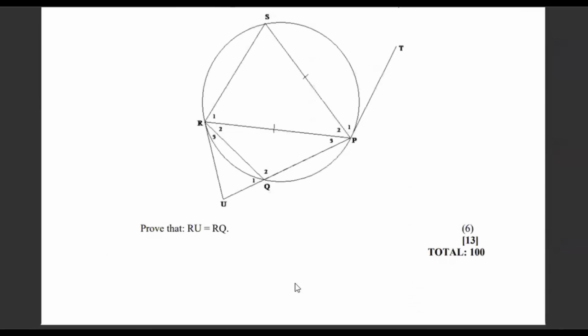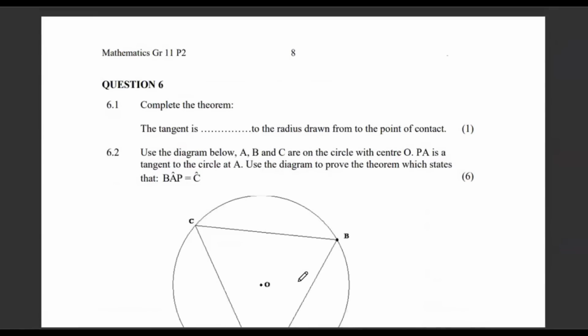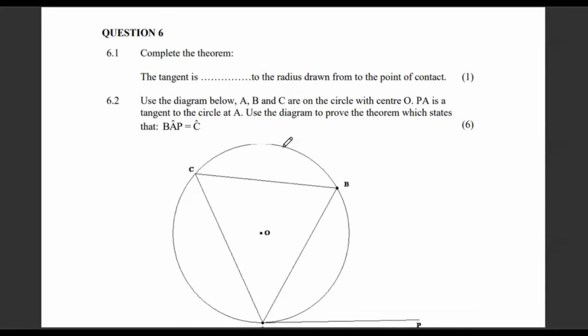Then lastly, question number 6, because they told us we have 6 questions now. They want us to complete the theorem. The tangent is dash to the radius drawn from a point of contact. The tangent is dash to the radius. A tangent is dash to the radius drawn from the point of contact.